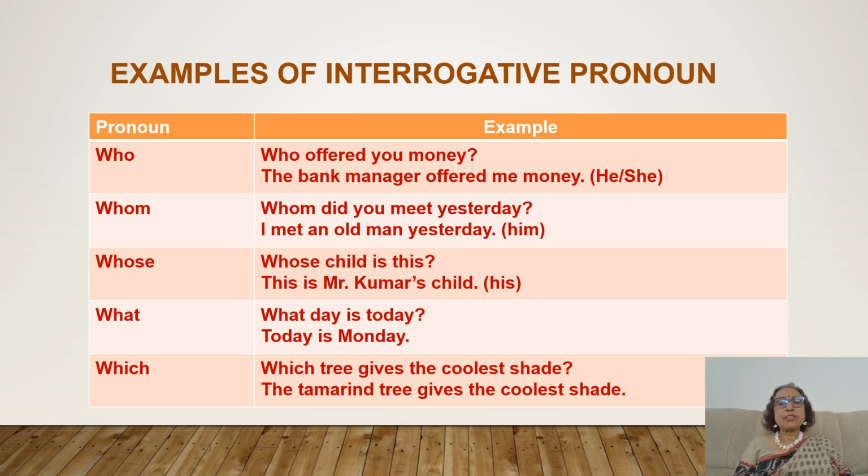Which tree gives the coolest shade? The tamarind tree. Now, which tree? The answer is the tamarind tree, which gives the coolest shade. Here, of course, you can also say what gives the coolest shade. So what and which are less clear, while who, whom, whose are clearer in questioning. Which and what sometimes become interchangeable.